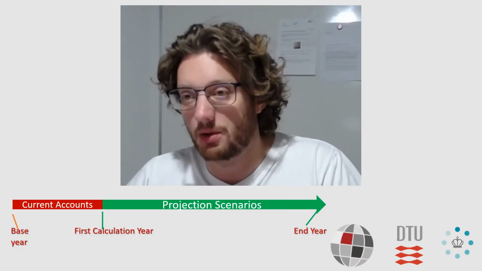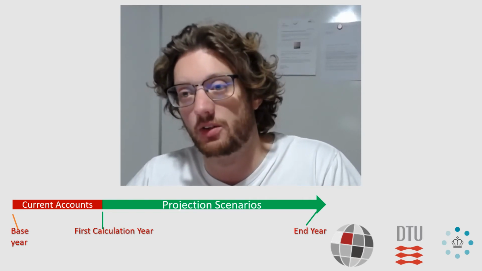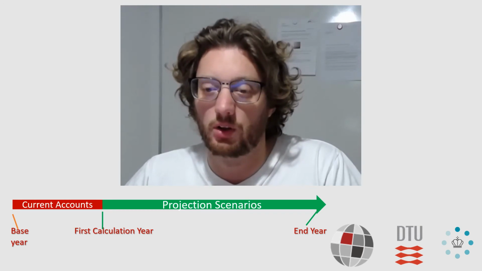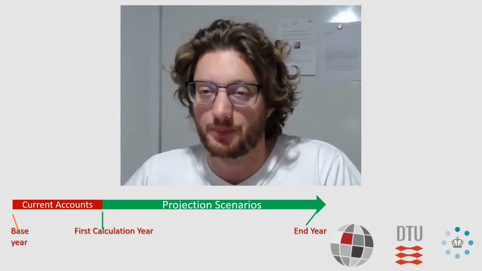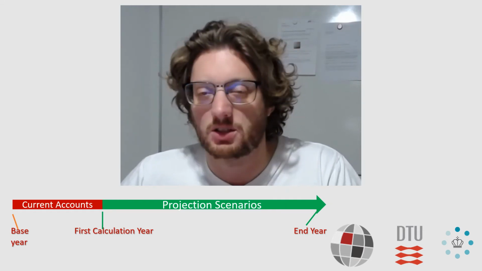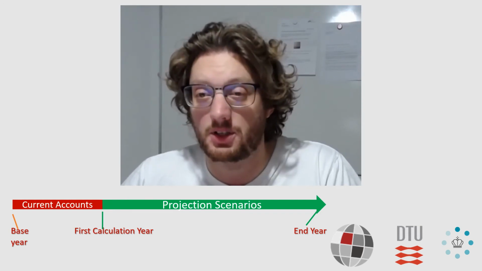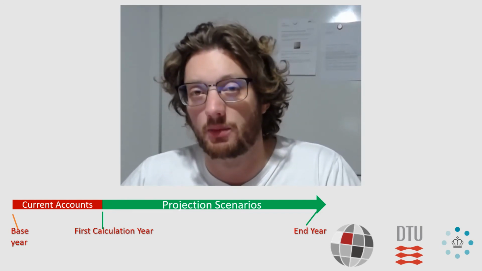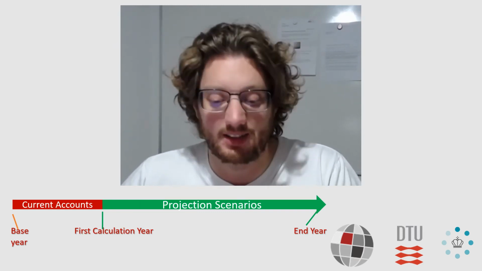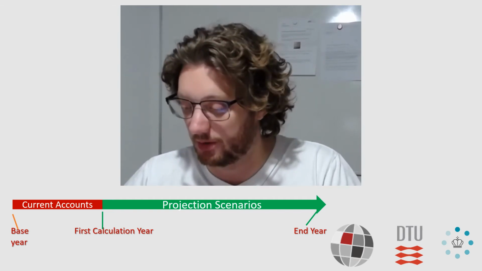I'd like you to keep in mind that we have current accounts and we have projection scenarios again. In the last exercise, we were looking at current accounts and projection scenarios having slightly different data input and methodology. I want you to keep that in mind, because that happens quite a lot in stock turnover. Statistics is not the same as projections in the stock turnover method.